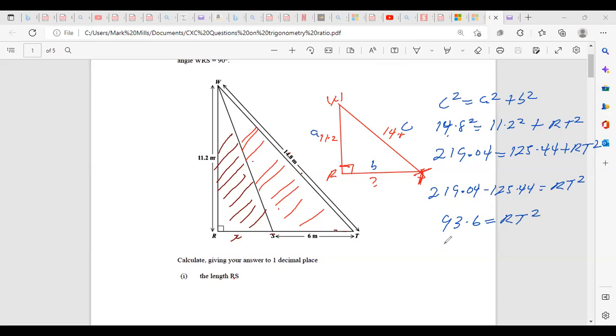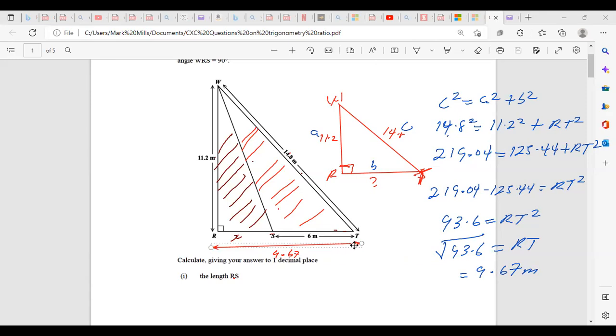Now we find the square root of 93.6, which is equal to RT. Can you work it out for me? What do you get? 9.67. 9.67 meters, right? I want to make a point here, and I want to see if you agree. From R to T is 9.67.